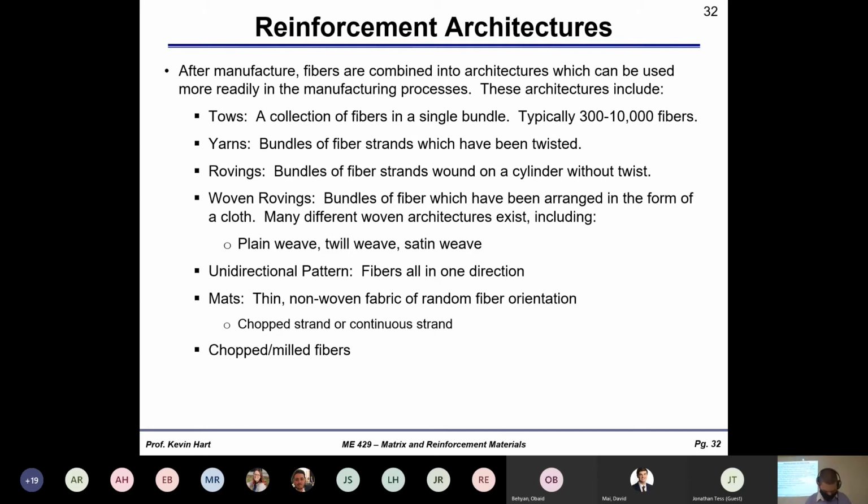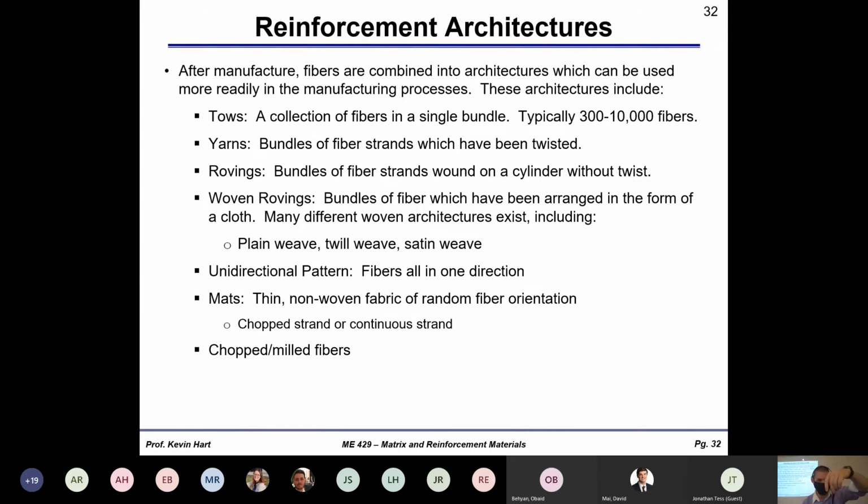You can have individual mats. Mats are basically chopped fibers that are just splayed out onto an individual mat. And these mats can be woven or continuous or non-continuous. That's a pretty thin mat. Let's get something a little better here. Getting out my goodies, guys.